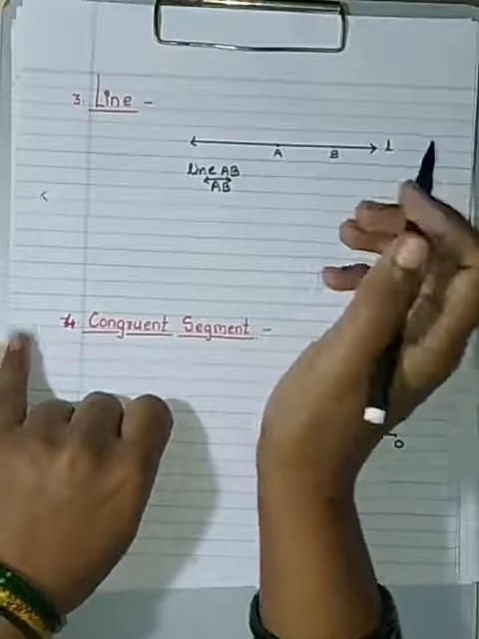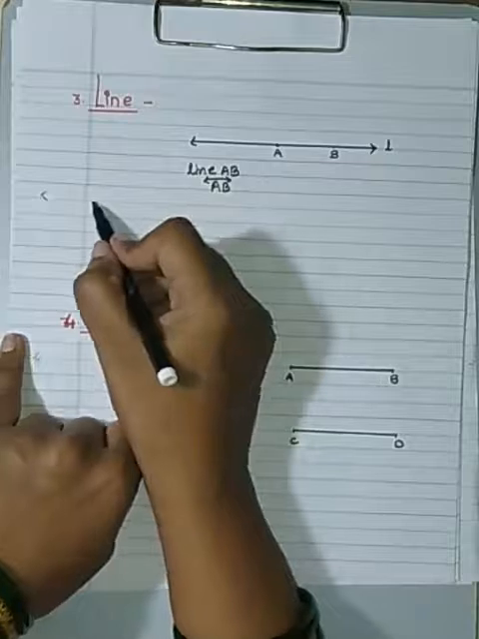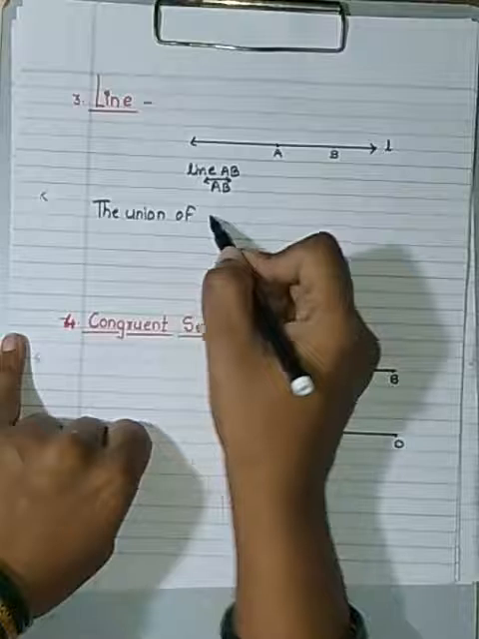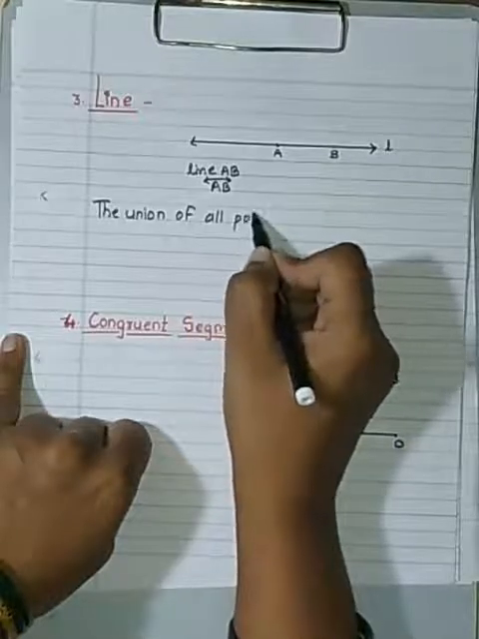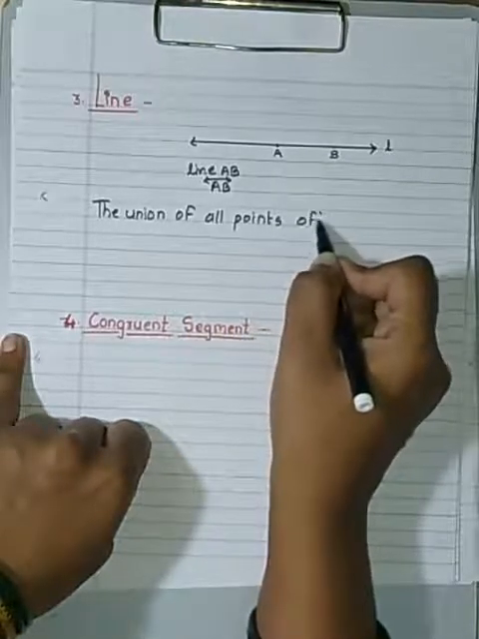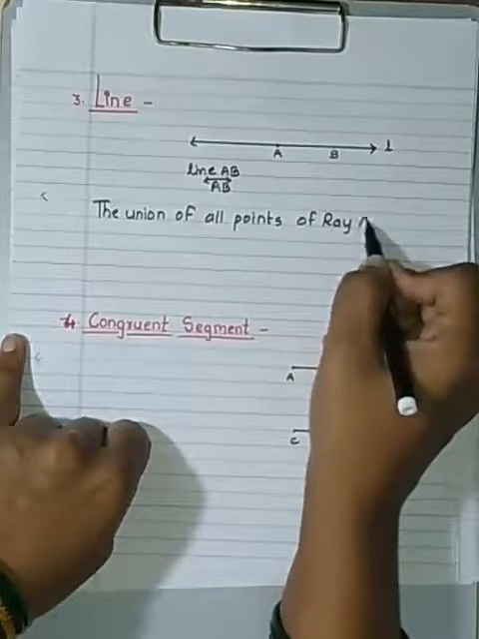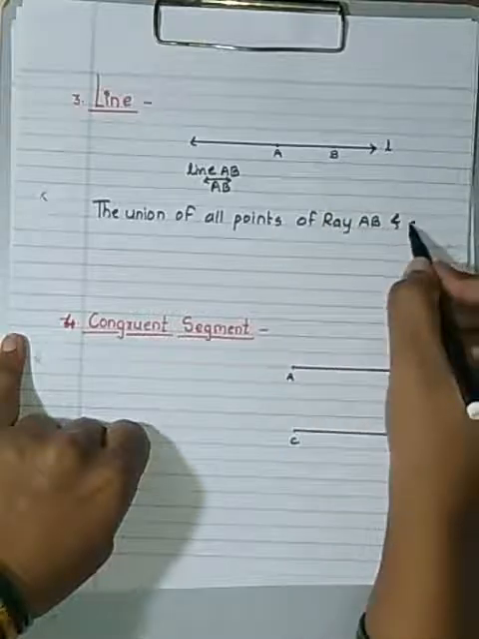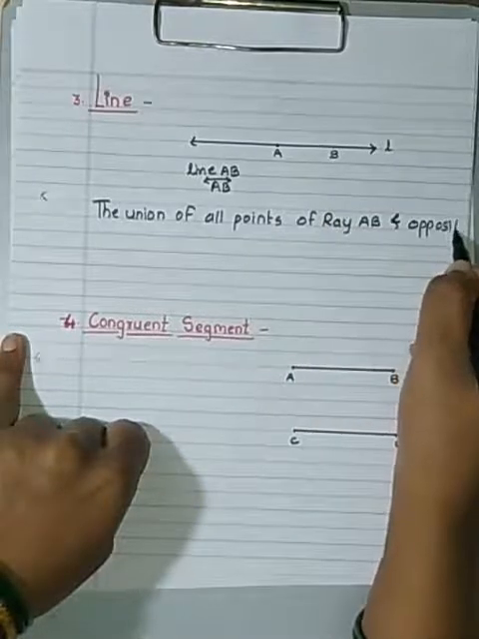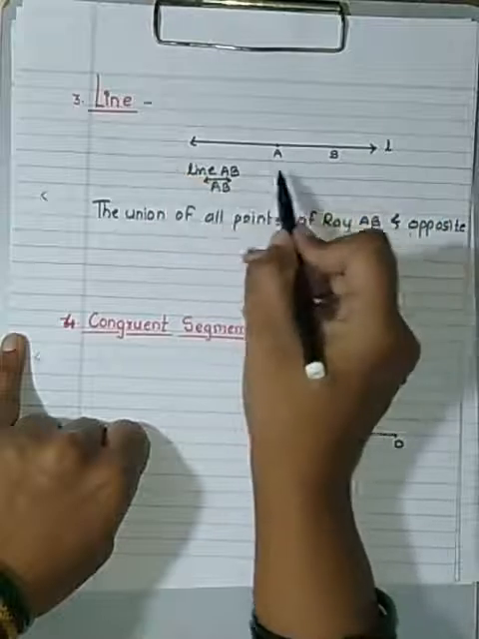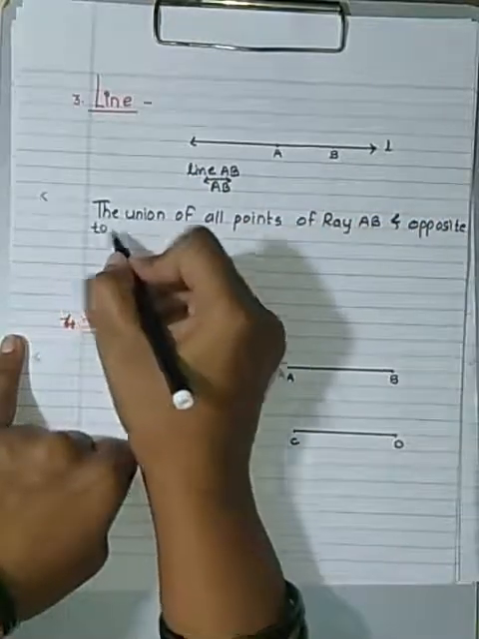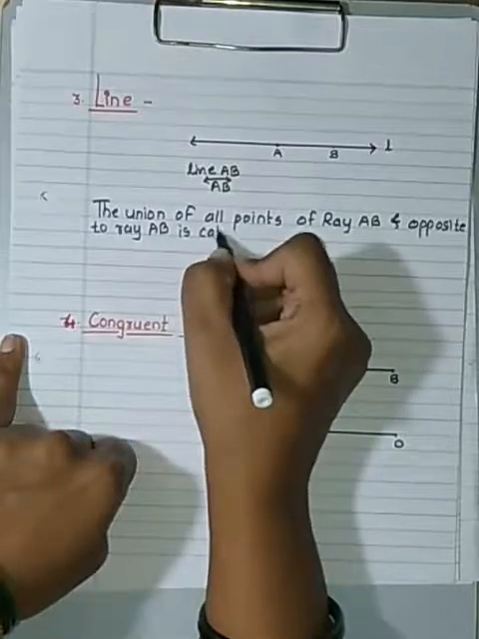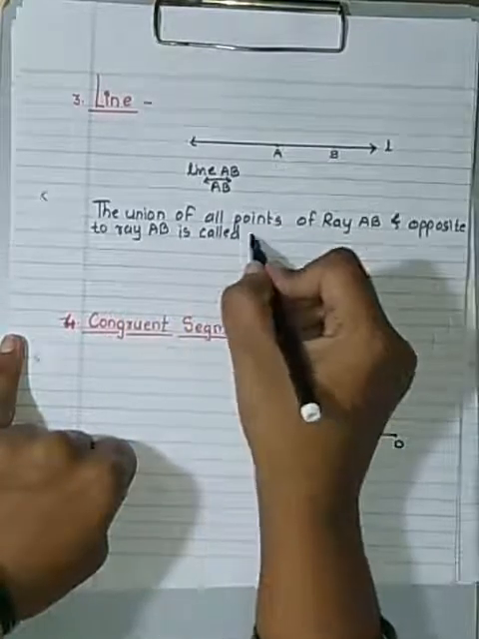Now let us write down the definition which is given in the textbook: the union of all points of ray AB and the ray opposite to ray AB is called a line.